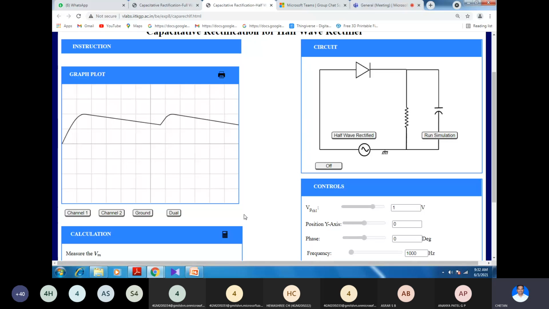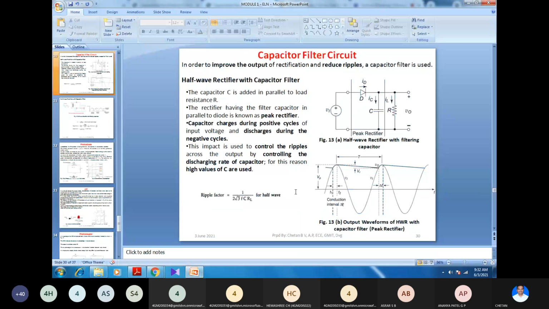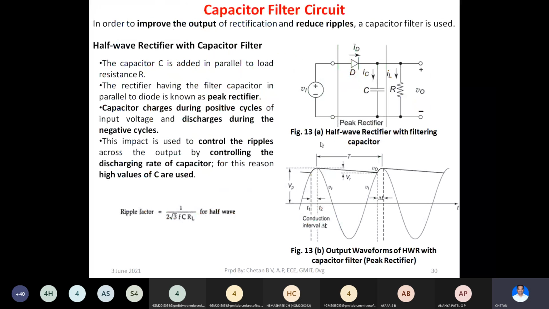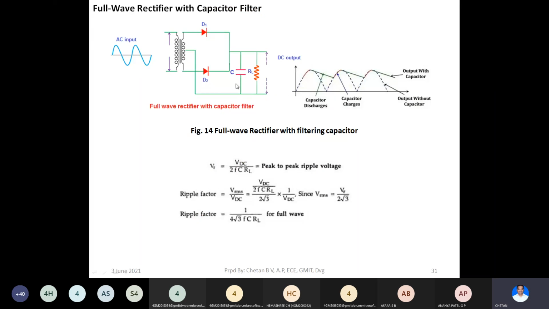Coming back to the PPT, so next we have a small variant. Here what we are doing is connecting the same capacitor filter across the load for a full wave rectifier. This is a full wave rectifier which is using a center tap transformer, where there are only two diodes, and we are connecting a capacitor across the load. Here also the operation would be the same: as long as the voltage of this capacitor is greater than or equal to the input secondary voltage, the diodes would be reverse biased, and the capacitor would start discharging through this R_L.